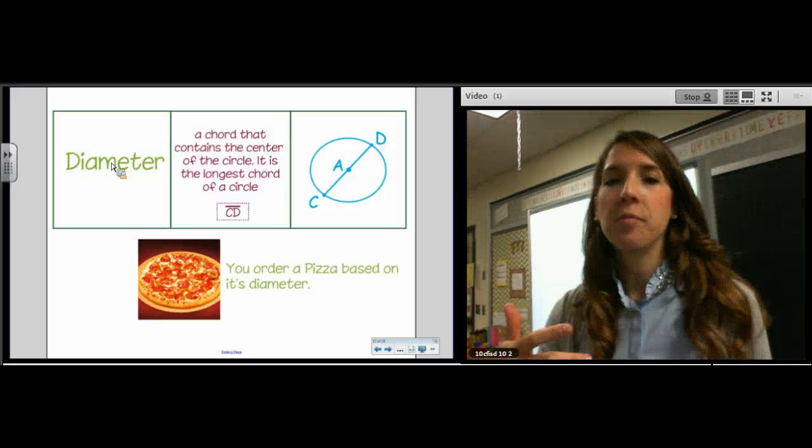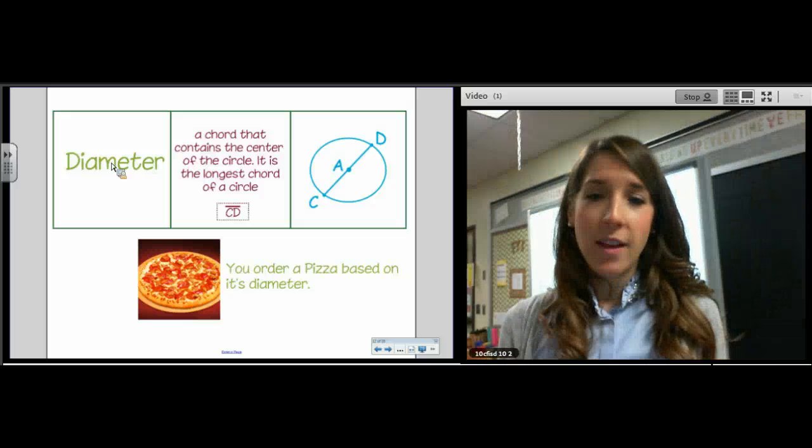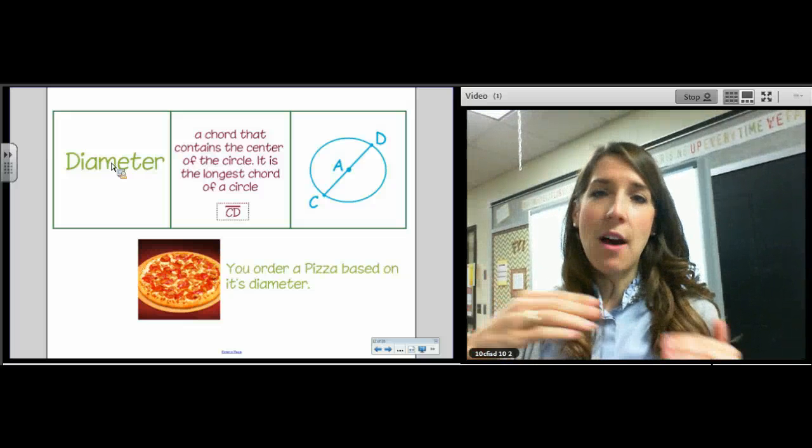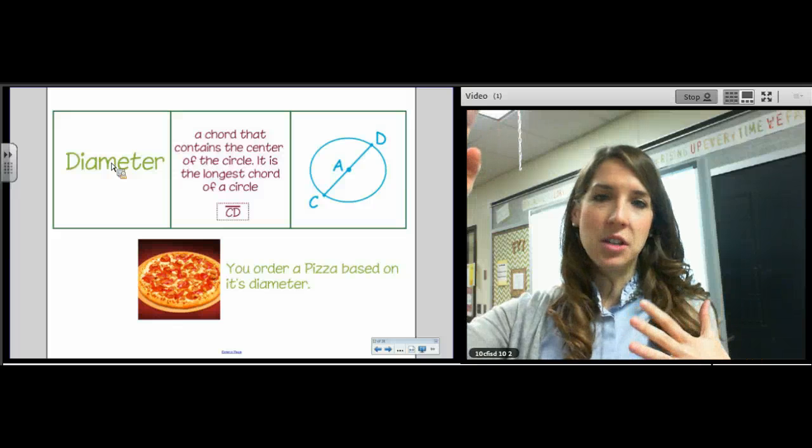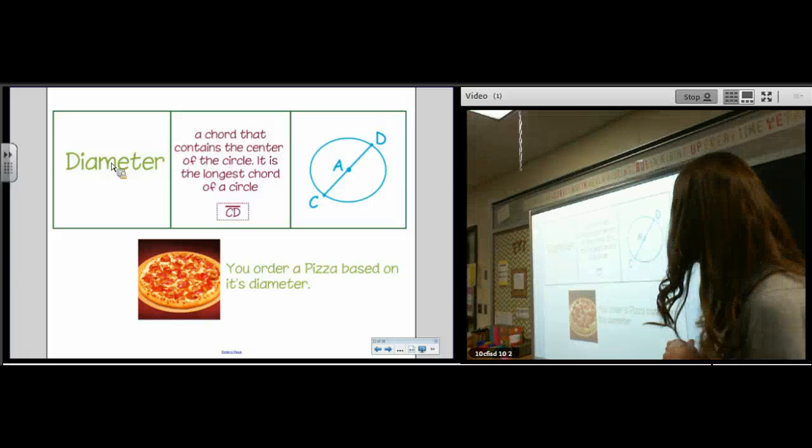So when you say, I'm ordering a 12-inch pizza, that 12 inches is how far it is from end to end through the center. You're ordering it based on its diameter.